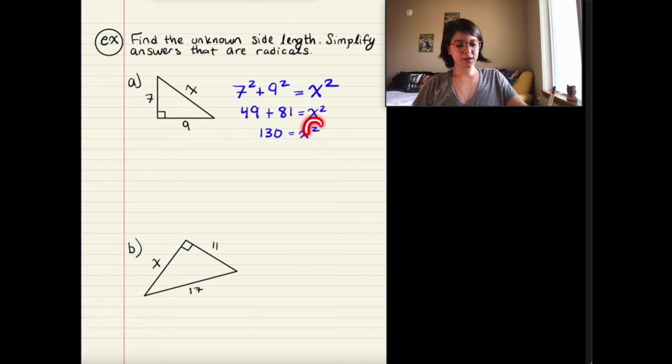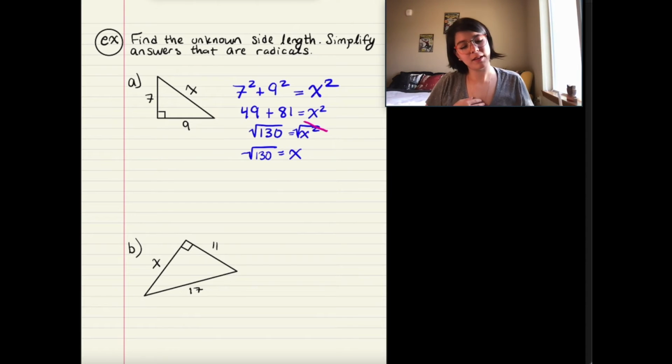The way to cancel out a squared so we get x on its own is to take the square root. So we take the square root of both sides. And so our square root and our squared cancel, and we just get x. And then we have the square root of 130. So we have to think if there's any perfect squares that go into 130.